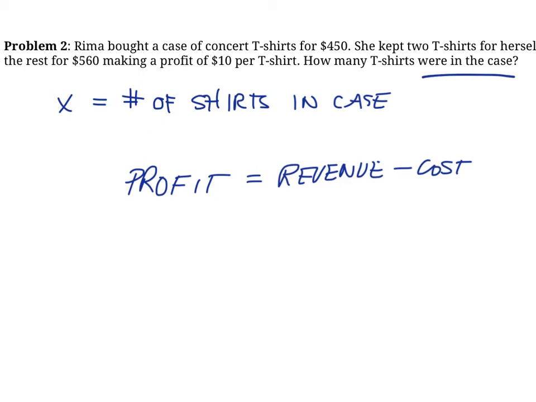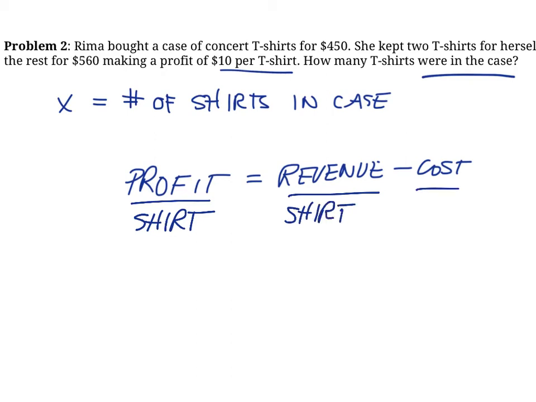Now we're given a profit of $10 per shirt, right? So maybe a good approach is to look at this in terms of profit, revenue, and cost per shirt, right? So per shirt, profit per shirt, revenue per shirt, and cost per shirt, right? So we already know the profit per shirt because that's given to us in the question. So we know that this is $10 per shirt.